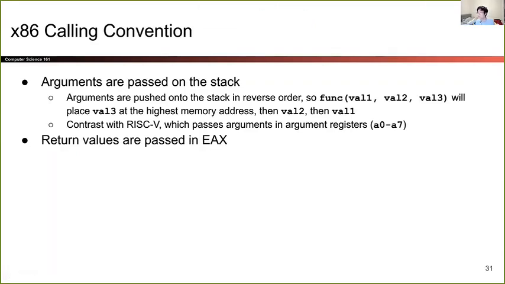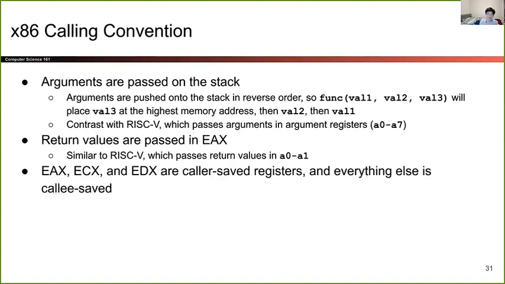Contrast with RISC-V where the arguments are passed in registers A0 through A7. The return values are passed in the EAX register. This is similar to RISC-V where the return values are passed in A0 and A1. When I call a function, I expect that the return value will come back to me set in EAX.